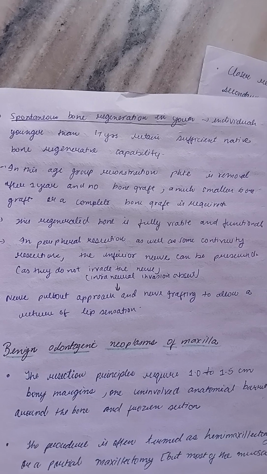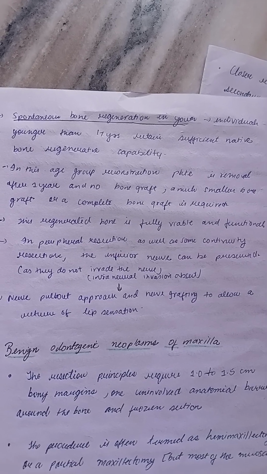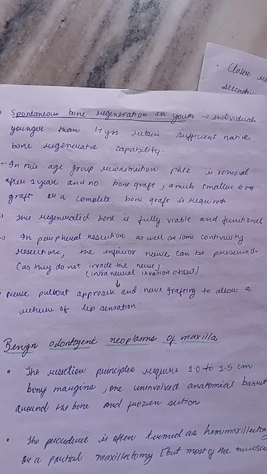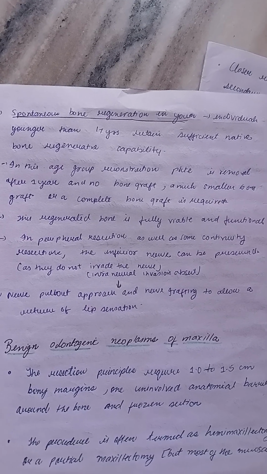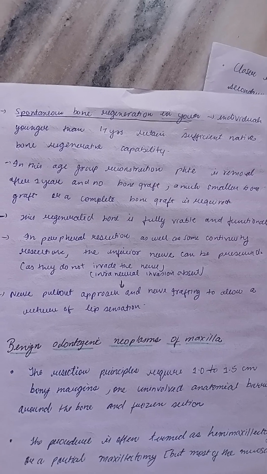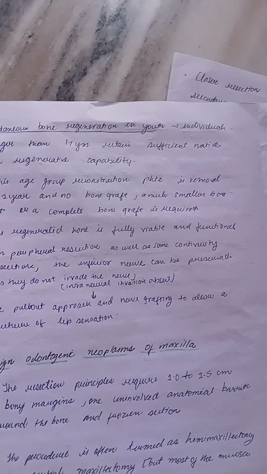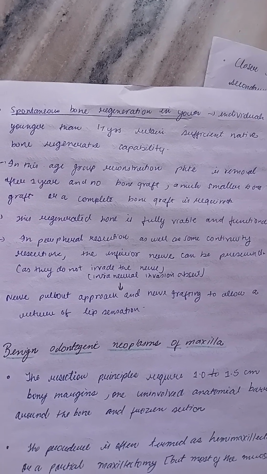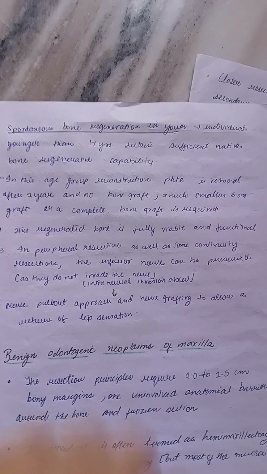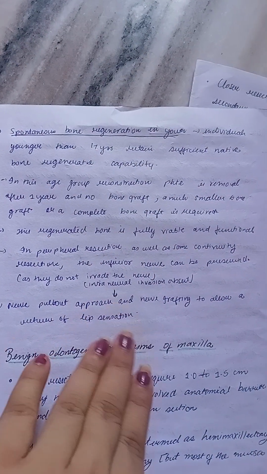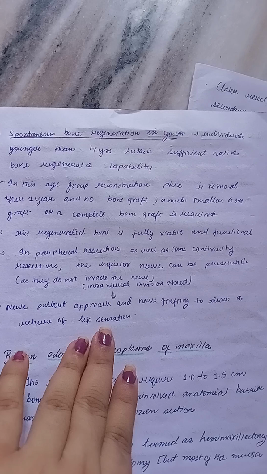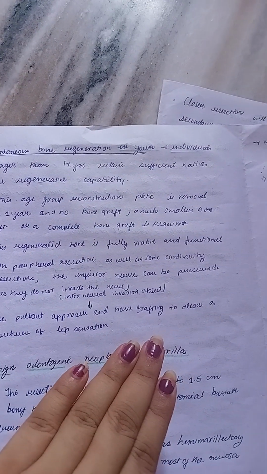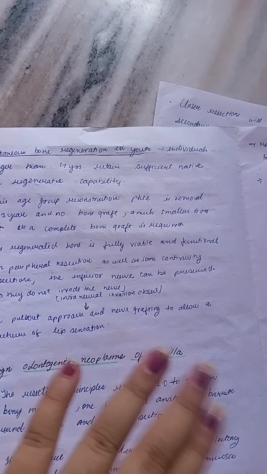In peripheral resection as well as some continuity resections, the inferior alveolar nerve can be preserved as they do not invade the nerve. Intraneural invasion is absent in benign or odontogenic neoplasms. Nerve pull-out approach and nerve grafting allow a return of lip sensation. So preservation is done through a process called the nerve pull-out approach or nerve grafting. Okay, that's all about reconstruction and resection in the mandible.